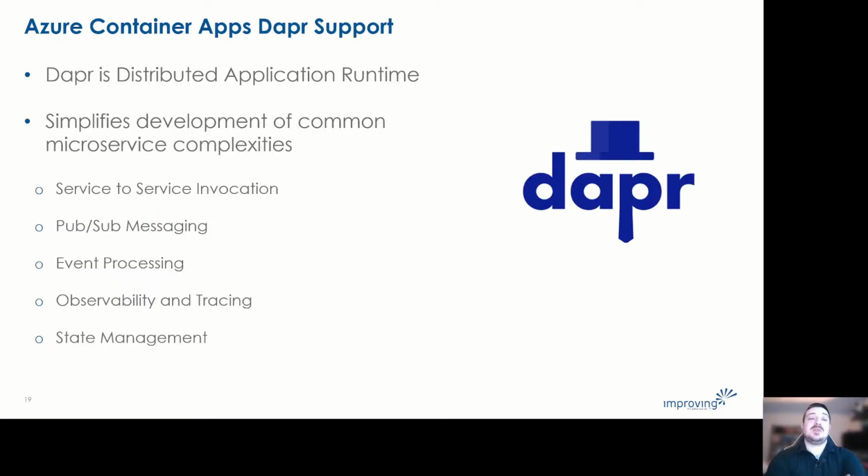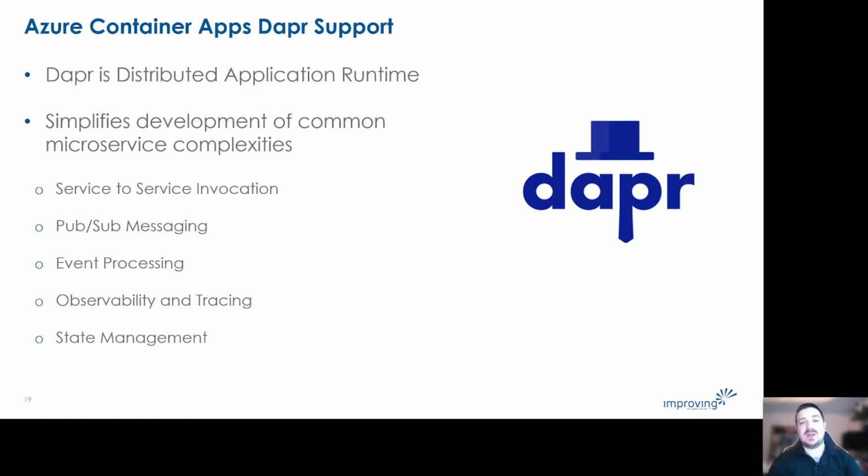I mentioned earlier Dapr support. So again, this is distributed application runtime, which greatly simplifies the development of common microservice complexities. Things like service-to-service invocation, pub-sub messaging, event processing, observability and tracing, state management. Those type of things that in a microservice architecture you would have to kind of build out yourself. Dapr is a great way to handle that and remove that complexity from your plate and just leverage something where this has already been solved.